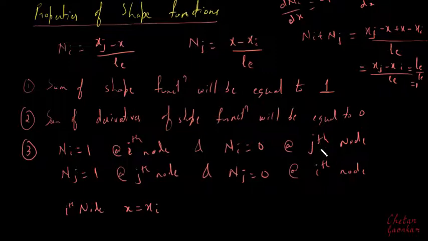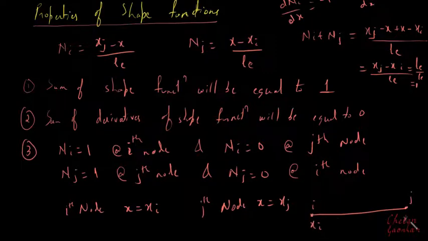At the jth node x will be equal to xj, because if you remember, our element had this as our ith node and this as our jth node, the coordinate here was xi, the coordinate here was xj, right? So at the jth node x is xj, so if I substitute x as xj here, I get Ni as 0. So let me draw the variation of this Ni. This Ni will be equal to 1 here at x equal to xi, and it will be 0 here at the jth node.